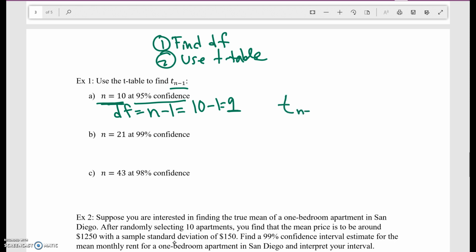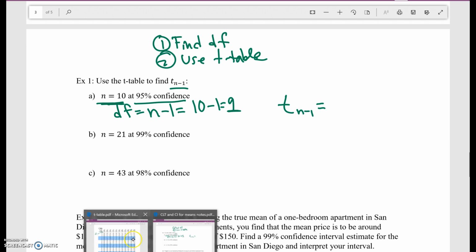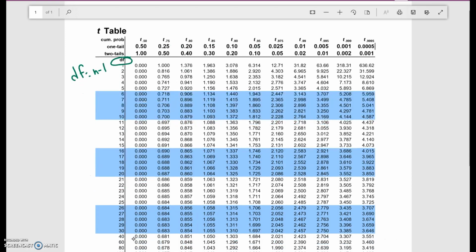So what is t_{n-1}? Well, df is equal to 9, and we want a 95% confidence. So we're going to go to the t-table and look for degrees of freedom equal to 9. Here's 9. Basically, these are all the values of t. Now, which one do we want? We don't want all of them, we only want one of them.